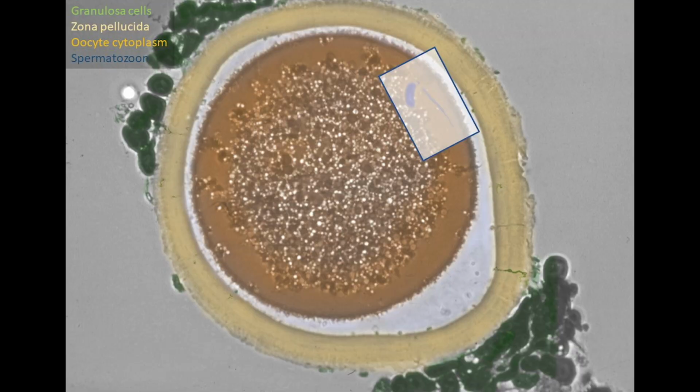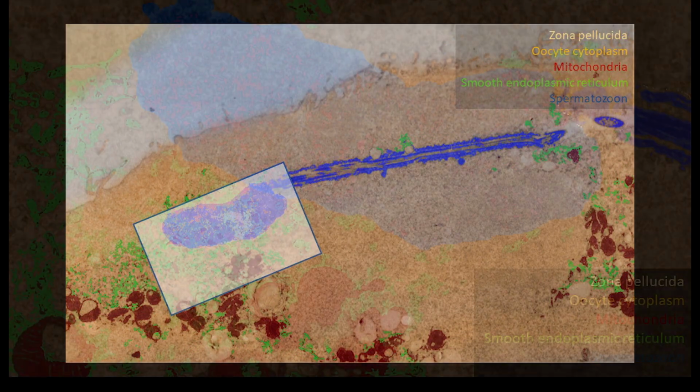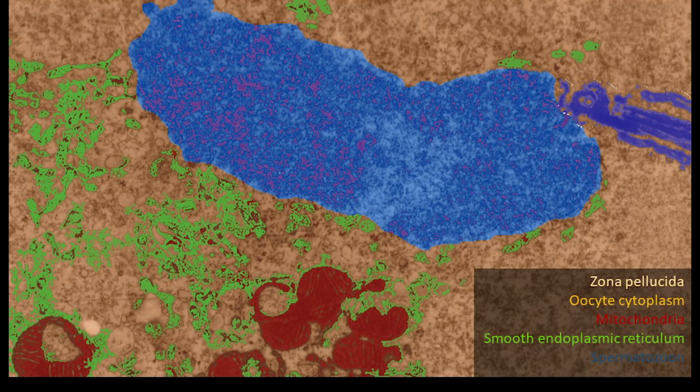Zooming in on the spermatozoon in the ooplasm, we see that within just a few hours after gamete fusion, the chromosomes in the sperm head have started decondensing, and looking more closely, we see the migration of smooth endoplasmic reticulum towards the decondensing sperm head and the formation of nuclear envelope fragments. At this point, the sperm tail is segregated from the head and is broken down.